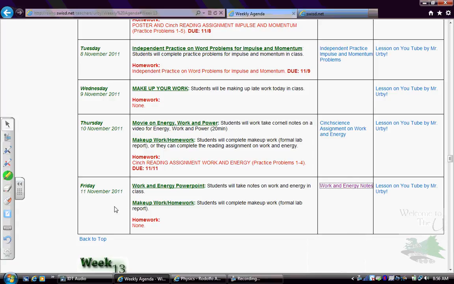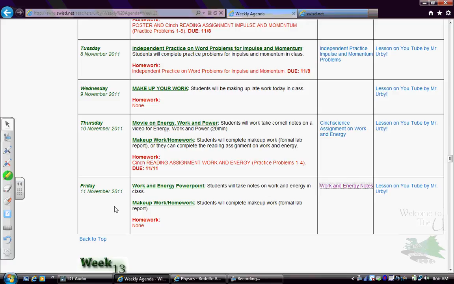Okay, so this lesson's for Friday, November 11th, 2011. Today we're going to be taking some notes. You might have noticed as you walked in that there was some Cornell note paper. You'll want to go ahead and pick that up. And as we go through these notes, it'll be important that you fill in those notes on your own paper the best that you can.